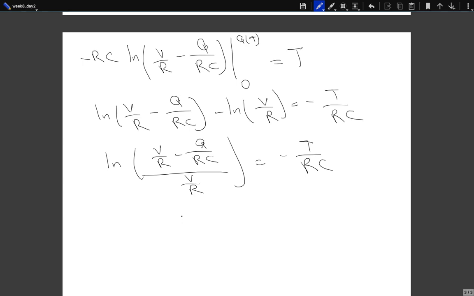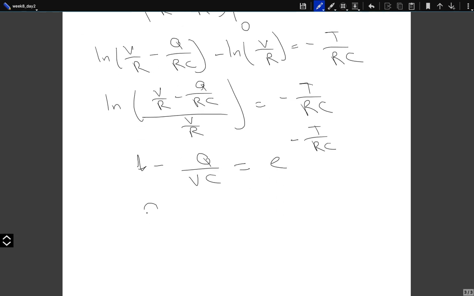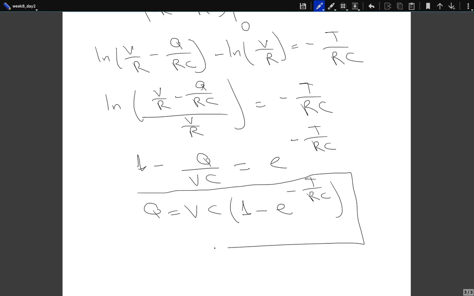So this quantity over here, let me also simplify it a bit. This divided by this is 1 minus Q over VC. Well, when I divide 1 over RC with V over R, R's cancel, I end up having V. This should be equal to e to the power minus T over RC. Or Q is equal to V times C, times 1 minus e to the power minus T over RC. This is the charge in the capacitor as a function of time.